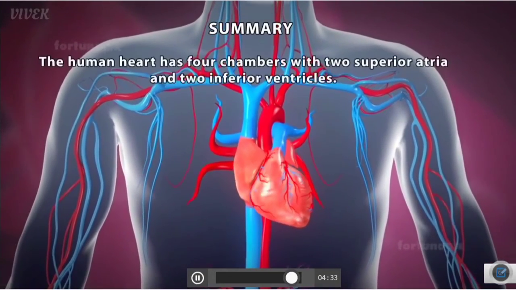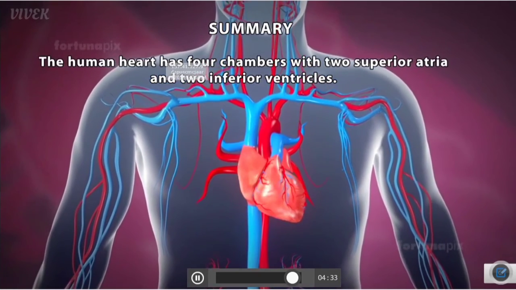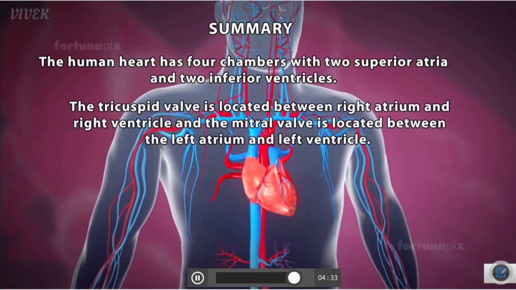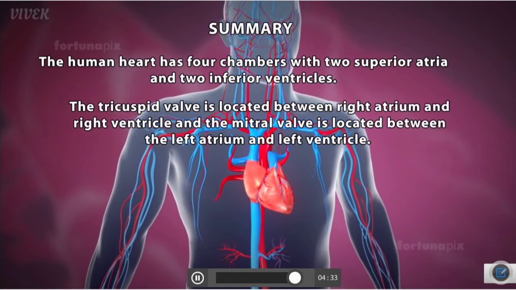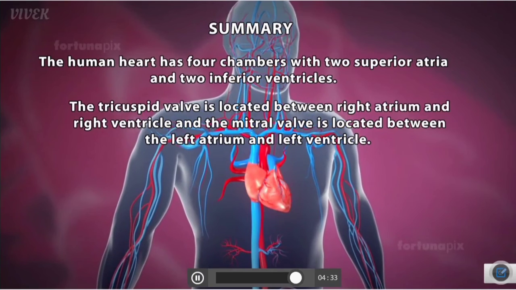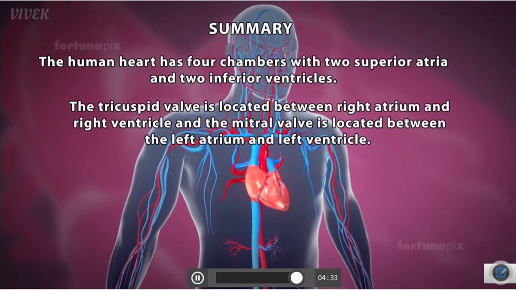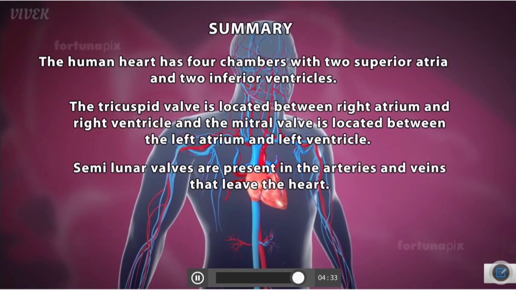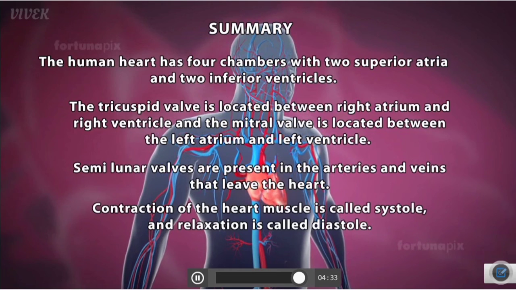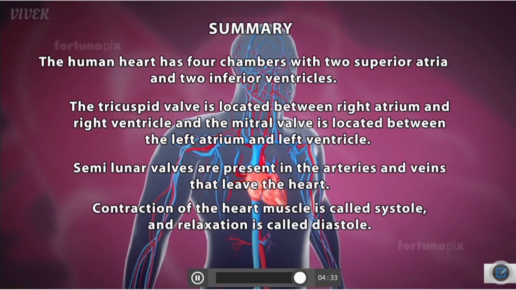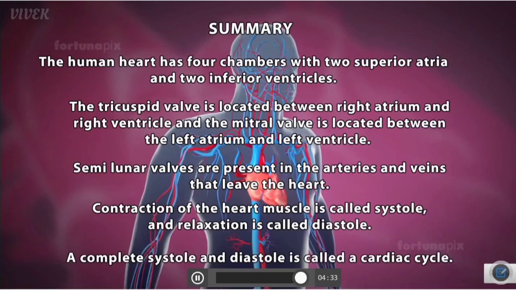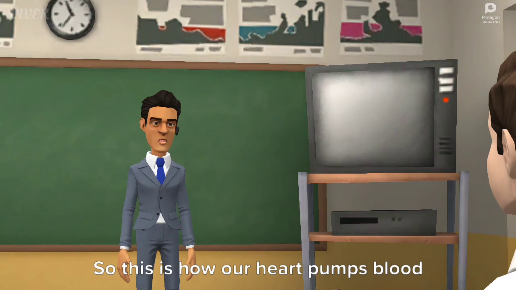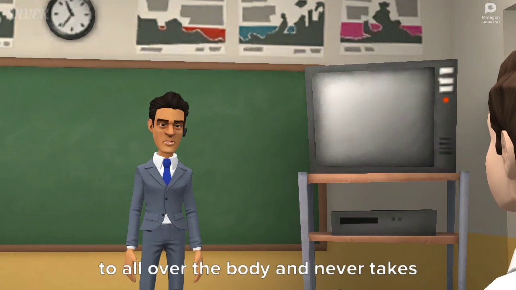Summary. The human heart has 4 chambers, with 2 superior atria and 2 inferior ventricles. The tricuspid valve is located between right atrium and right ventricle, and the mitral valve is located between the left atrium and left ventricle. Semilunar valves are present in the arteries and veins that leave the heart. Contraction of the heart muscle is called systole and relaxation is called diastole. One complete systole and diastole is called a cardiac cycle. So this is how our heart pumps blood to all over the body and never takes a rest till our death.